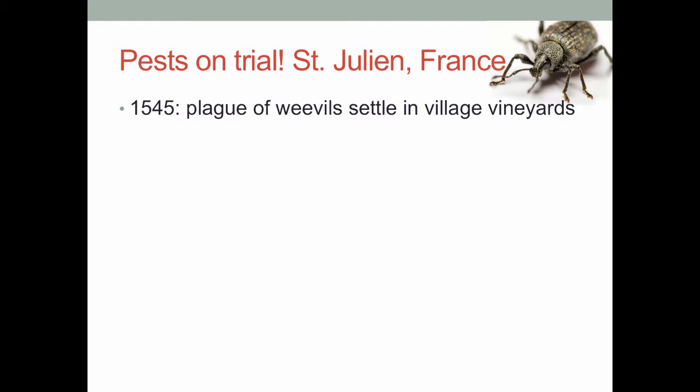But anyway, my particular favorite story of all of these is the case of Saint Julien, France. Saint Julien is a small village in the Bordeaux region of France, and so naturally they produce wines. And back in 1545, there was a plague of weevils that showed up. Vine weevils, they basically settle down, they start feeding on the vineyards, and naturally this makes all the growers really unhappy. And so all these vineyard owners get together and they say, we got to do something about all these weevils. And so they basically go to the religious court and they say, we want to sue these weevils and get rid of them.